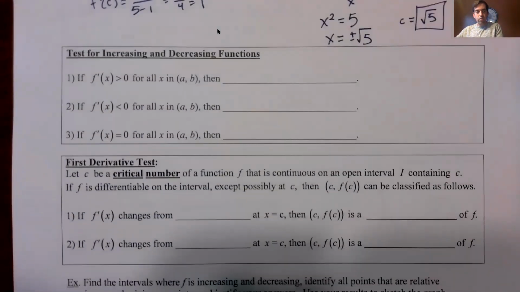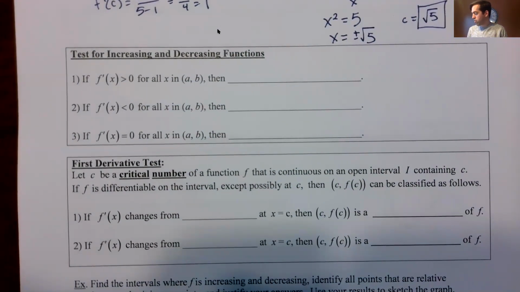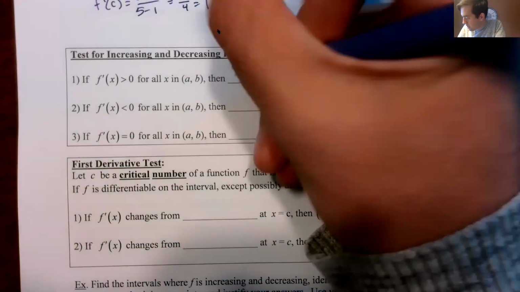Okay, next up, we're moving on from mean value theorem and Rolle's theorem. We're going to talk about tests for increasing and decreasing functions. If f prime of x is greater than 0 for all x in an interval, then f of x is increasing.